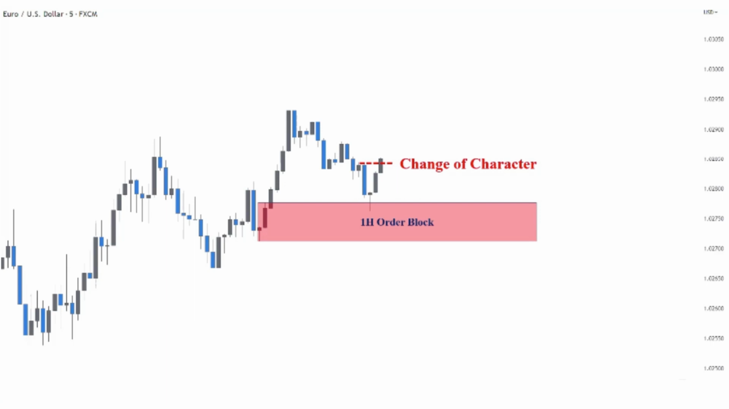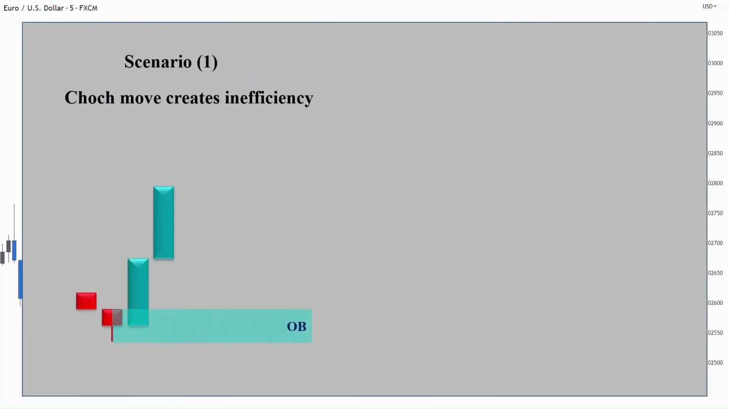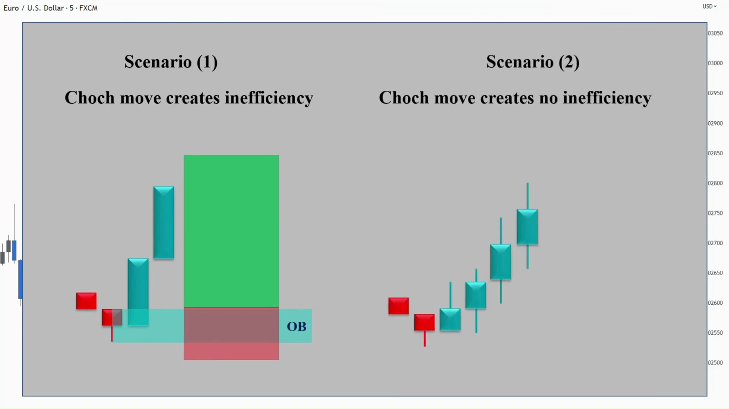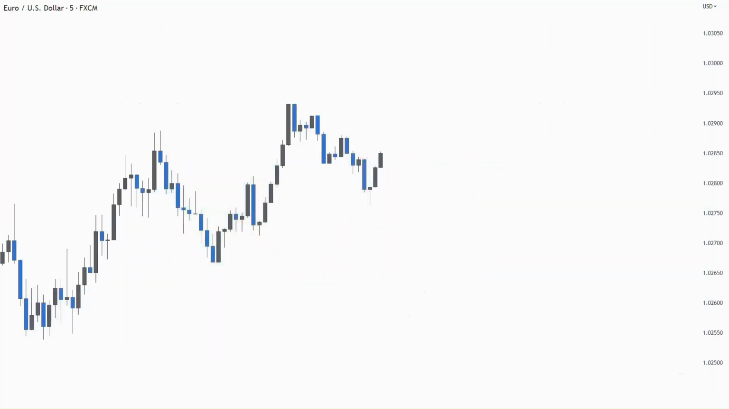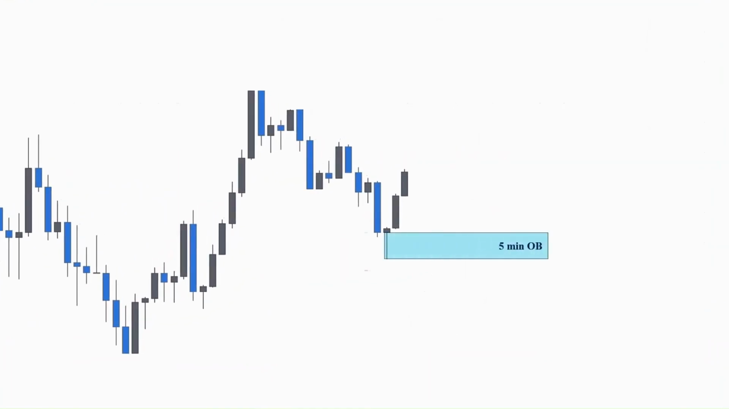For executing the trade, I want my stop loss protected below the swing low, but there are 2 scenarios. When executing the orders, if the change of character move creates inefficiency, therefore an order block, I will place my buying position a spread size above the order block with my stop loss being a couple of pips below the swing low. But if the change of character move does not create an order block, I will place my buying position precisely in the middle of the 61.8 and 78.6 Fibonacci retracement levels.